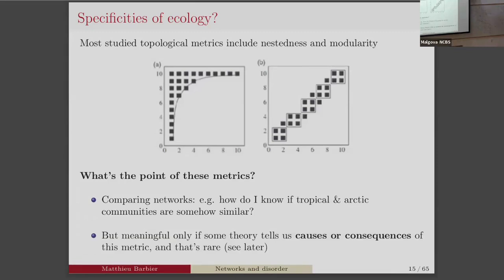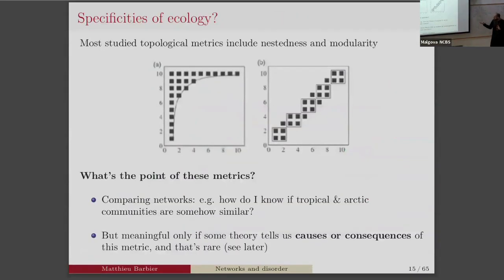Now, what is the point of this, right? The problem is, okay, I could just compare them across networks. I'm going to look at an Arctic food web or a tropical food web. Are they more or less nested and modular? And you'll see many papers doing that. But what does that mean, right? What does it tell me about those networks? It's only meaningful if somehow those metrics tell me something about the causes of this pattern or the consequences of this pattern, right? If they're just metrics, I could measure anything, right? It's not obvious that these things tell me something.